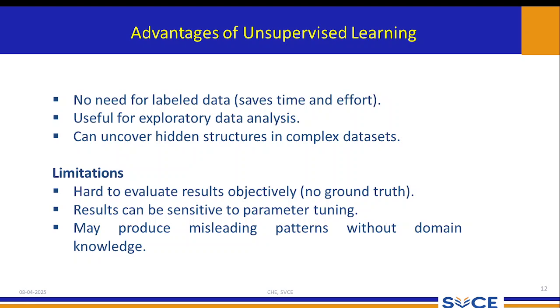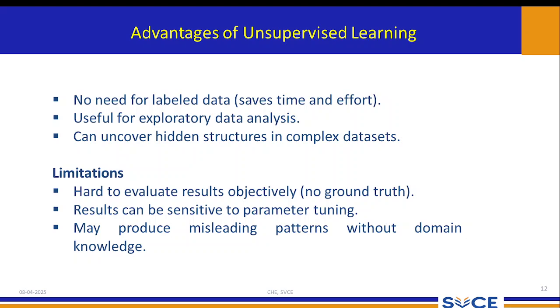So what are the limitations? It is difficult to evaluate results objectively, as there is no ground truth. Results can be sensitive to parameter tuning and may produce misleading patterns without domain knowledge. So we should understand the behavior of the data. If you want to segregate chemical engineering data, we should have domain knowledge of chemical engineering. Otherwise, it will be very difficult to predict why this is happening, why this is not happening, how it has been correlated, and so on and so forth.